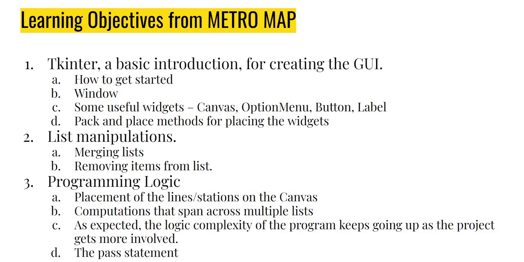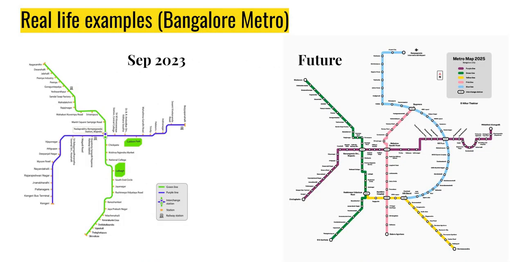Before I wrap this up, let me just give you some realistic examples, some real life examples. September 2023, this is how Bangalore Metro looked. Two lines just like our WiByte Metro, but of course more stations, and the placement of the stations on this diagram has been done in a way that it reflects how the city topography is. Of course, in future, this is going to get expanded and it's already expanded.